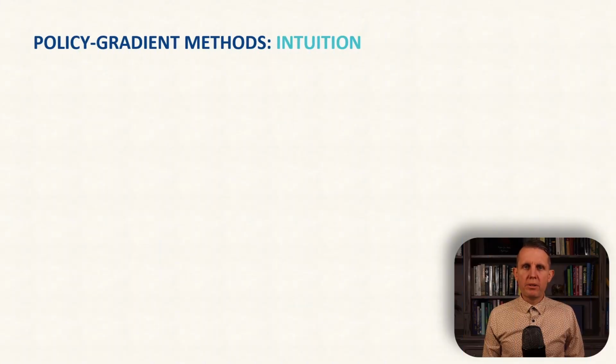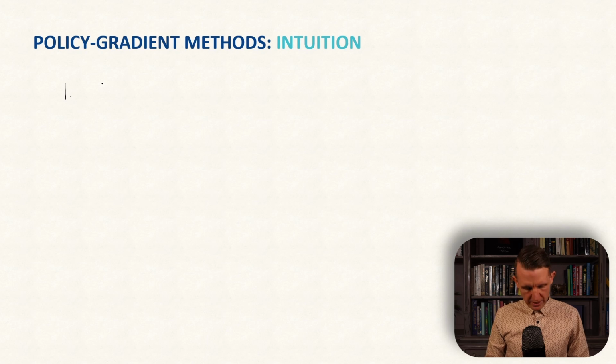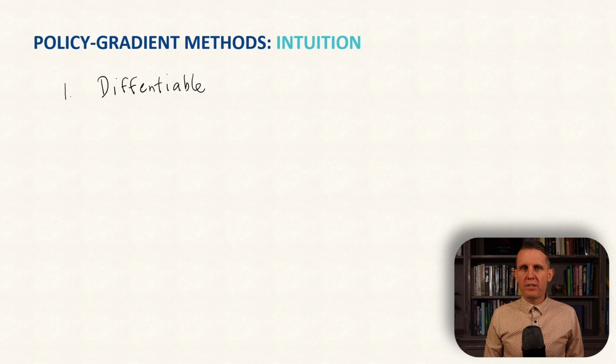So let's start out by giving a bit of intuition behind policy gradient methods. In policy gradient methods, we approximate the optimal policy by executing actions and responding to the rewards that we received in episodes. We can do this provided that the policy we're trying to optimize has two properties. The first is that the policy is differentiable with respect to its parameters. If the policy is not differentiable, we can't calculate the gradient of it, so we can't apply policy gradient techniques.